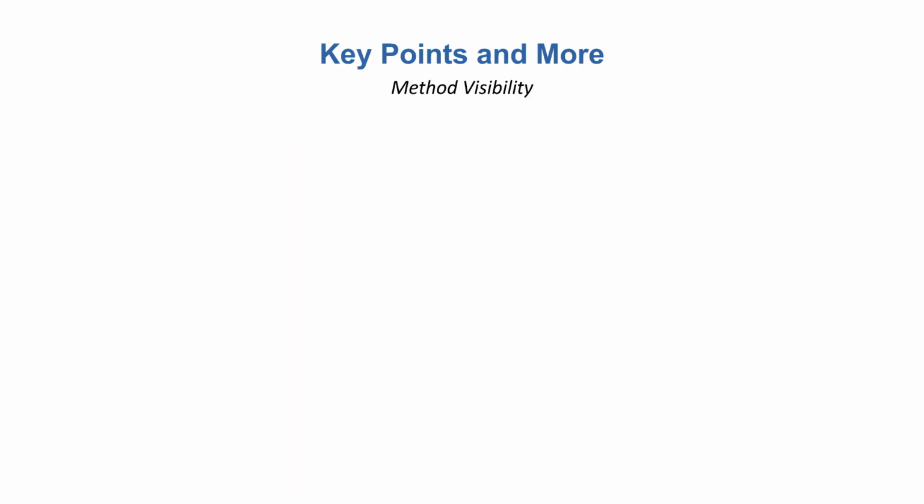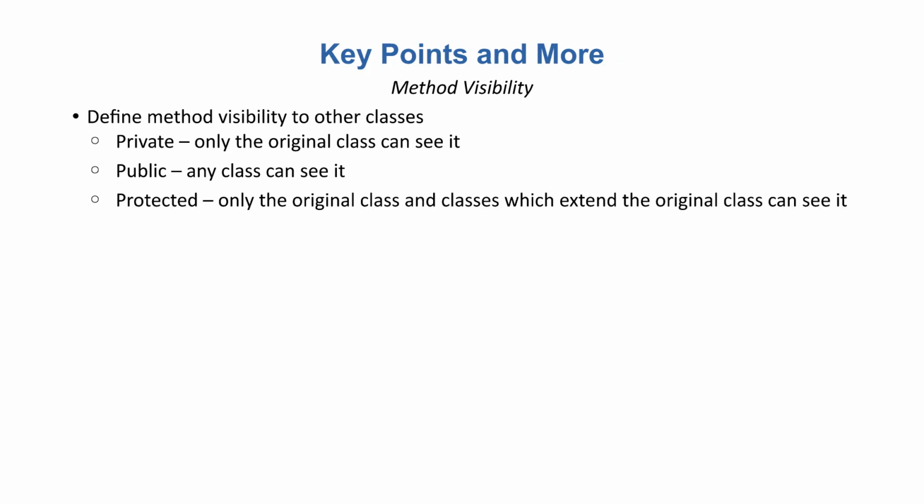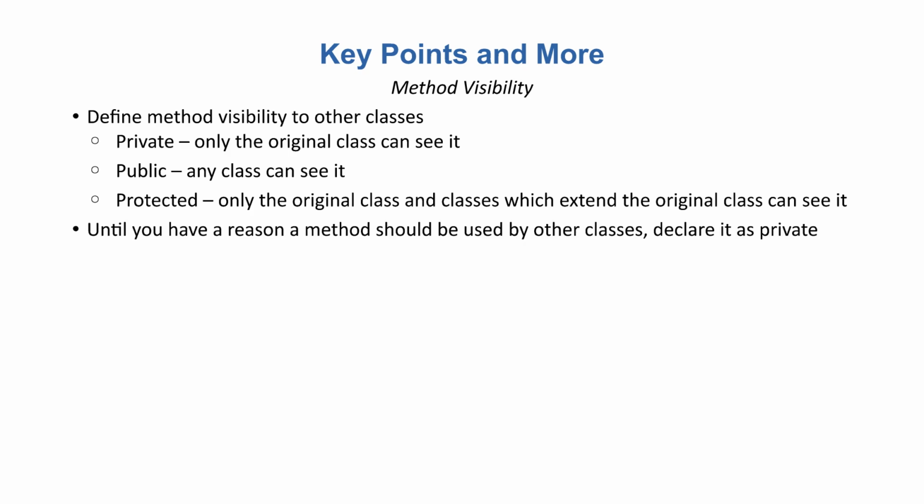Key points and more. Method visibility. Every method definition starts by stating its visibility level to other classes. Private means only the original class can see it and use it. Public means any class can see it and use it. Protected means only the original class and classes which extend the original class can see it and use it. Until you have a reason a method should be used by other classes, declare it as private.